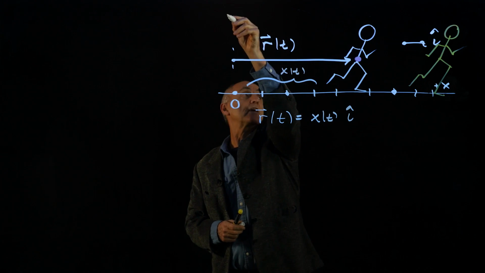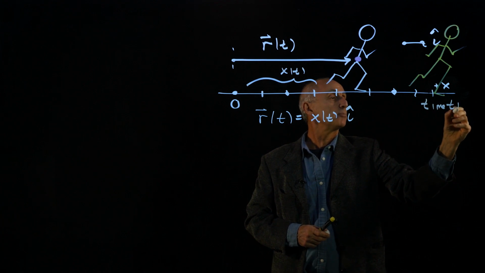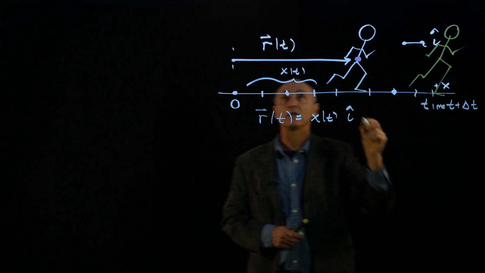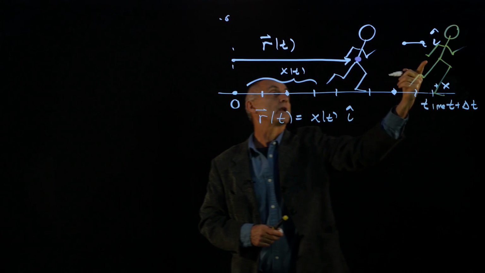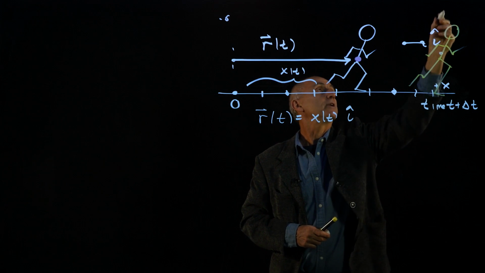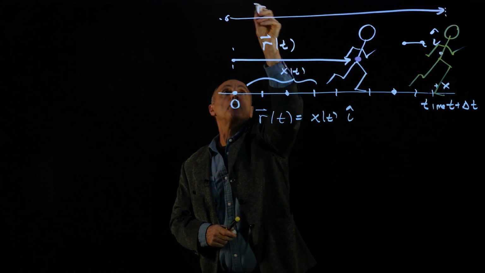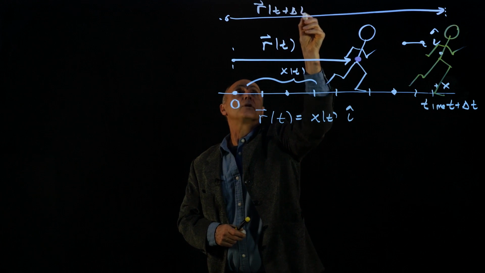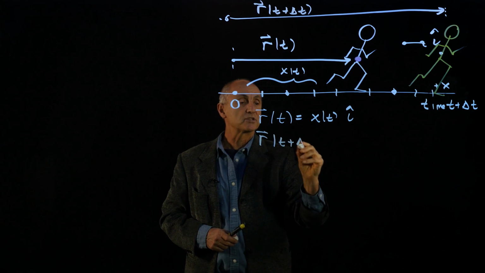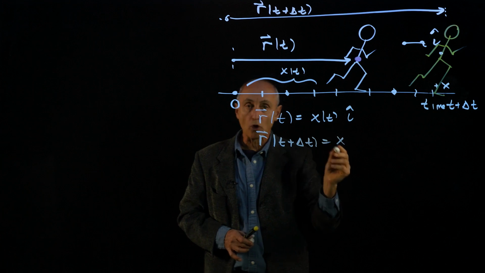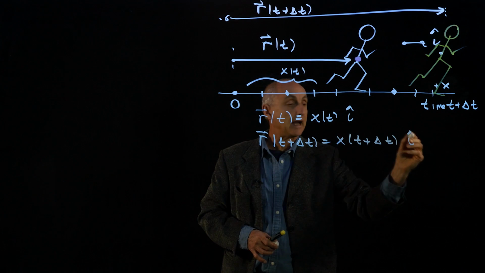Now, our position vector a little bit later, so here we're at time t plus delta t. The runner has moved a little bit. And we'll now describe the position vector, because I don't want to overlap it, that center point is up here. It's going to point in this direction. And this is what we call r of t plus delta t. And for that vector, the coordinate function is no longer at time t, but t plus delta t, times i hat.